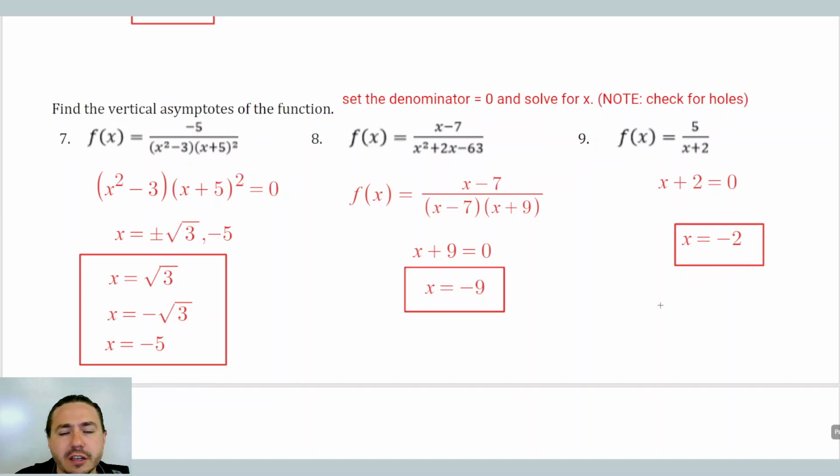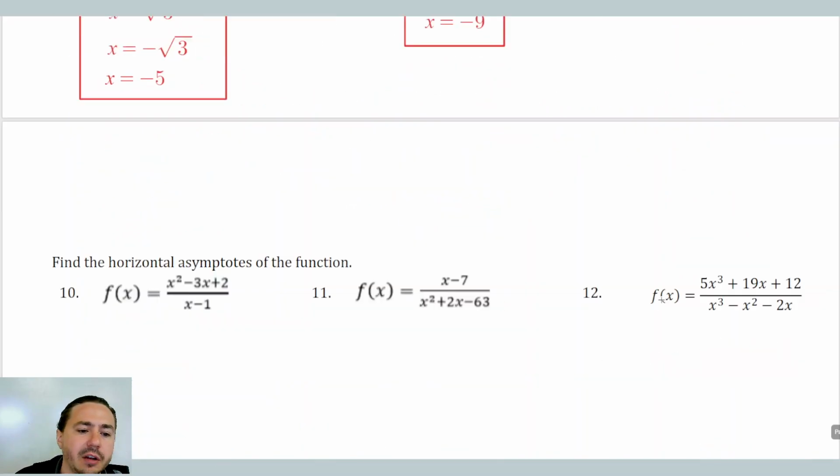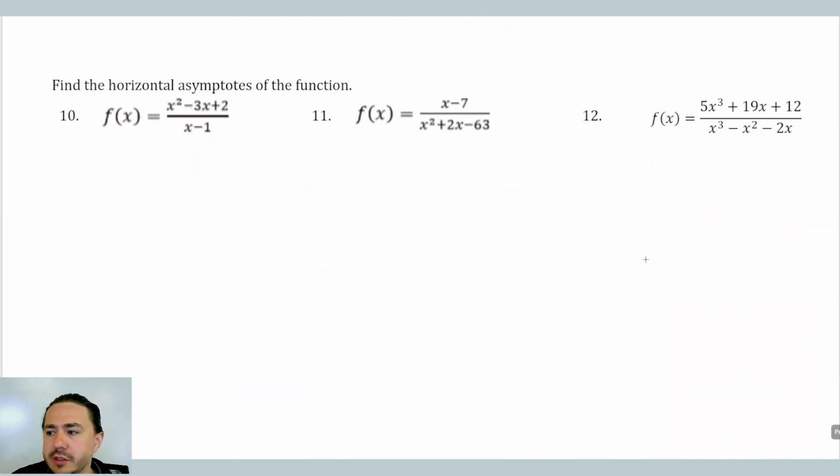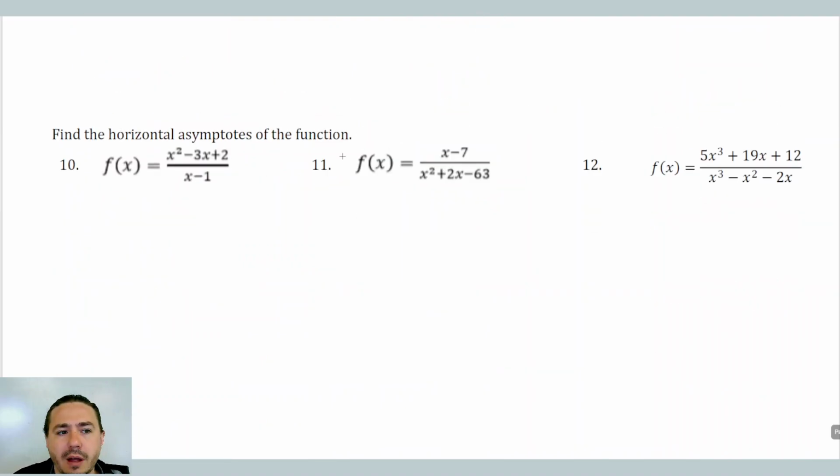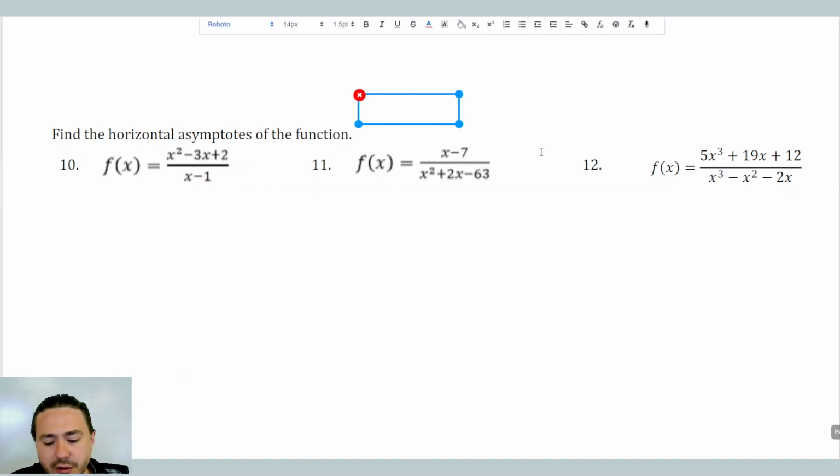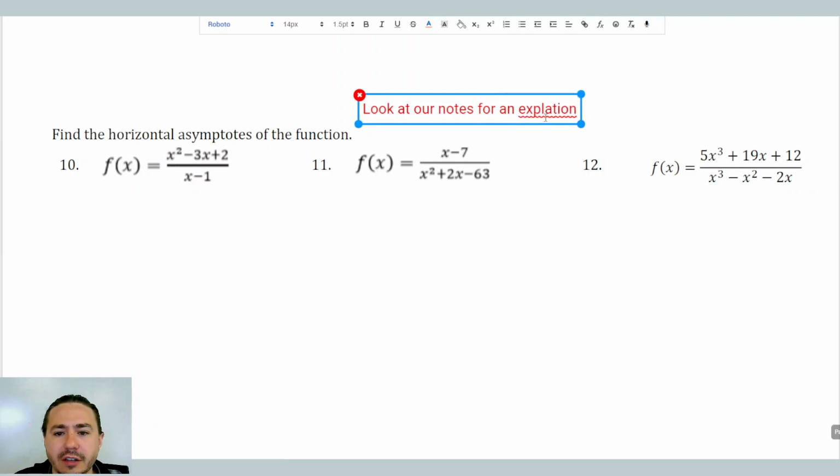All right, so far we've talked about vertical asymptotes, x-intercepts, y-intercepts. The next category is going to be the horizontal asymptotes. So this is going to be a little bit more complex to just write here. What I guess I'll say is look at our notes for an explanation. And I'll kind of explain as we go, but it's just too much to write in a small amount of space. That is not how you spell explanation. Explanation, there we go.